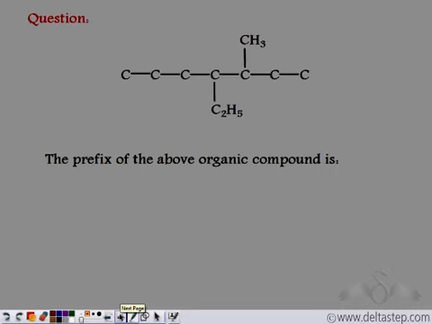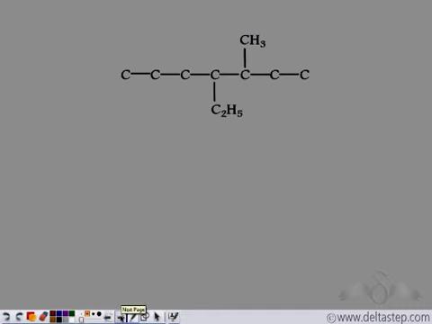So let's take a question here. We have an organic compound. What is the prefix of this organic compound? So let's write the compound. The first step remains the same. Find the longest carbon chain.